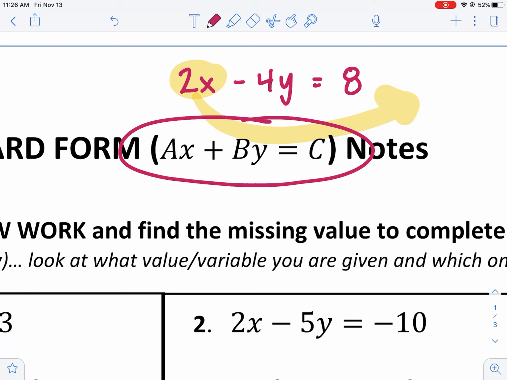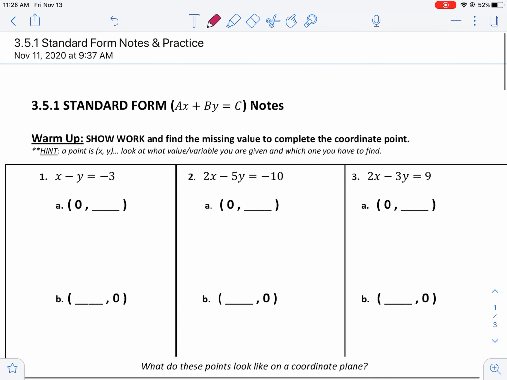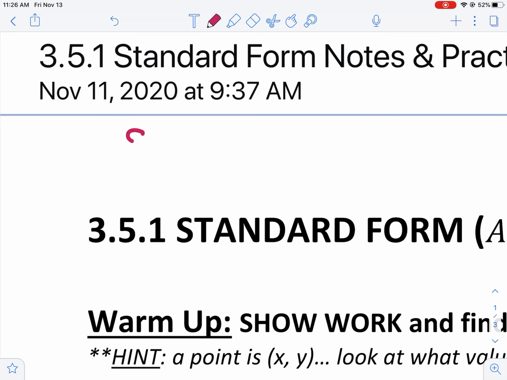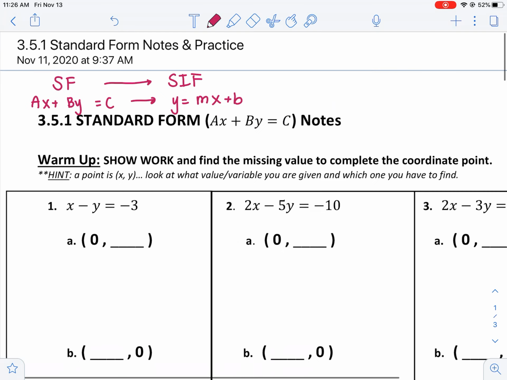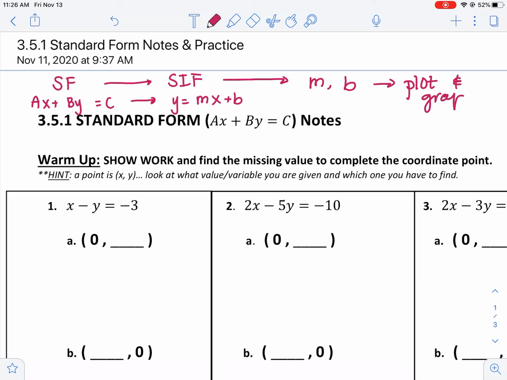Okay? Today, we are learning a new strategy in how we get from standard form to a graph. Okay, now, let's just make a quick note. Usually, we go from standard form, which is ax plus by equals c. We rearrange that into slope-intercept form. So this gets rearranged into y equals mx plus b. We then find m, b, plot, and graph.